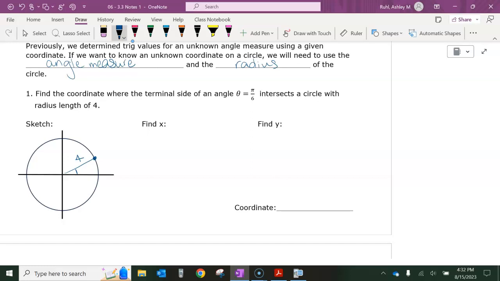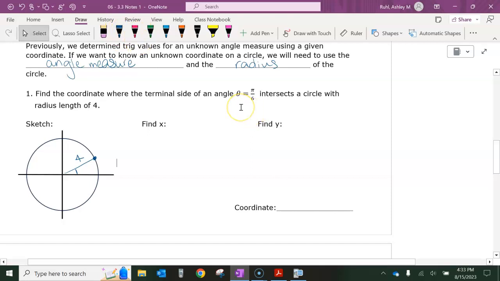I know in your mind, you're like, well, if it's pi over 6, isn't the coordinate point going to be square root 3 over 2 and 1/2? Well, that's if it's on the unit circle, and the unit circle has a radius of 1, not 4. So square root 3 over 2 and 1/2 are not what we have.